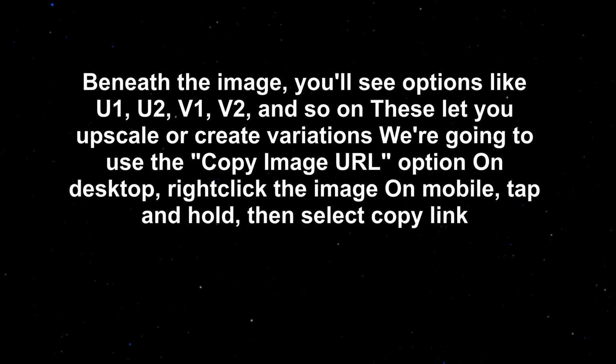Beneath the image, you'll see options like U1, U2, V1, V2, and so on. These let you upscale or create variations. We're going to use the copy image URL option on desktop. Right-click the image. On mobile, tap and hold, then select copy link.